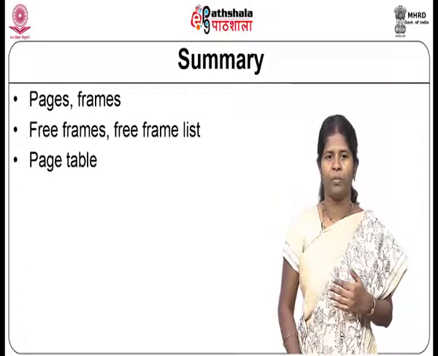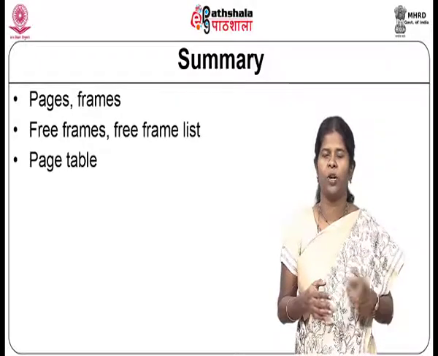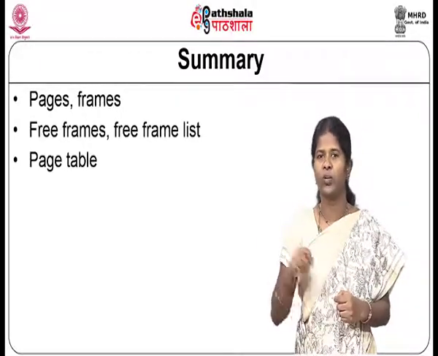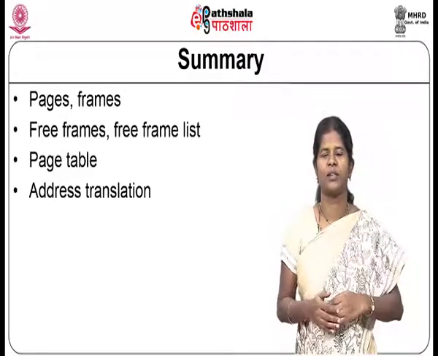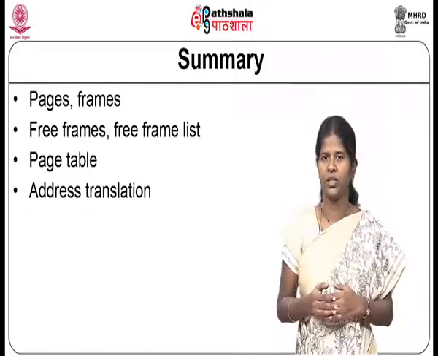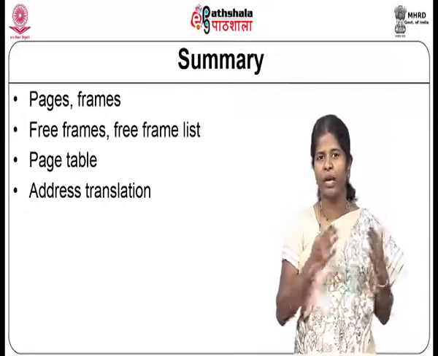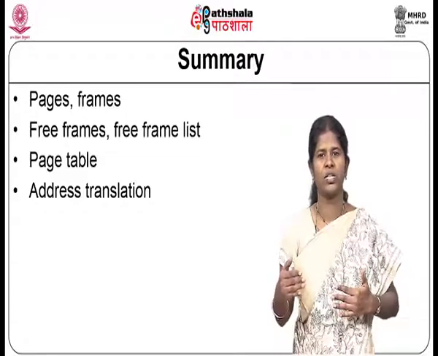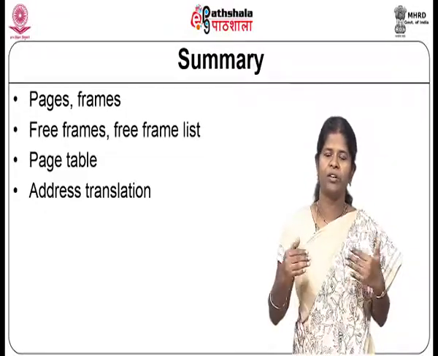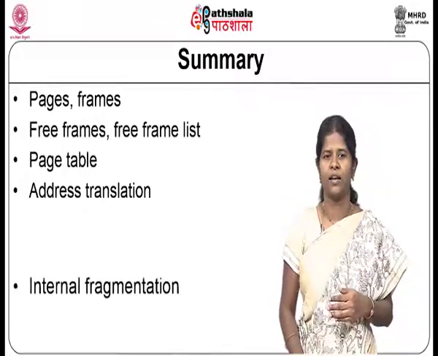And then you have a page table. This page table remembers which logical page of the process is put onto which frame in the physical memory, and this helps in address translation. Using the page table, the logical address is divided into two, a page number and an offset. The page number is used as an index into the page table to get the frame number. The frame number is added to the offset to get the actual physical address.